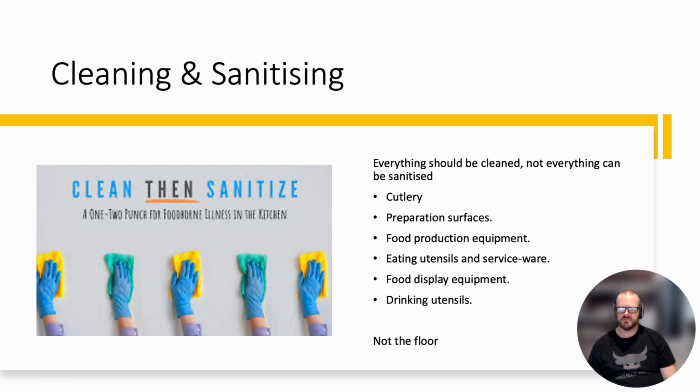How do we determine exactly what is going to be cleaned? Not everything can be sanitized, but everything should be cleaned. Cutlery, preparation surfaces, food production equipment, eating utensils and serviceware, food display equipment, drinking utensils. All these things, or at least those 1, 2, 3, 4, 5 points, need to be sanitized. You can't sanitize the floor.